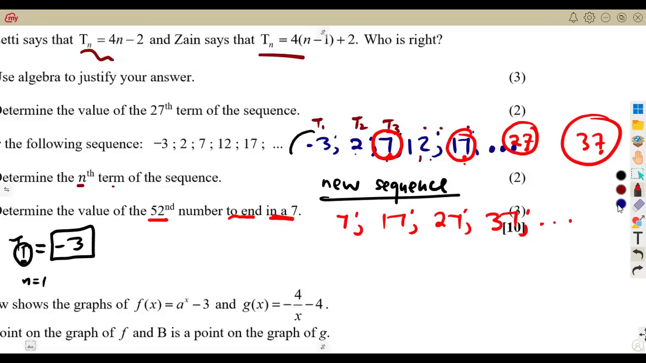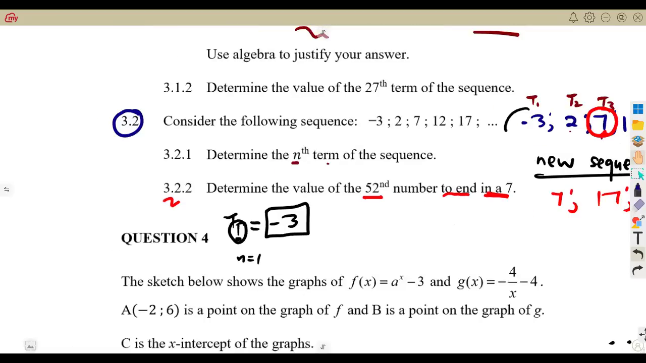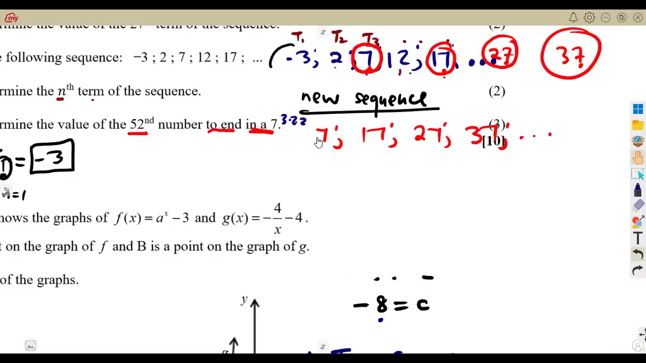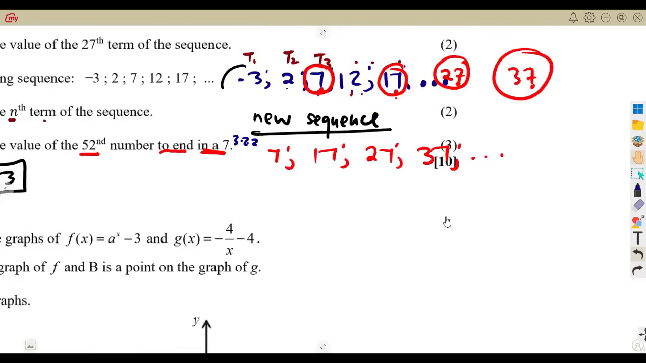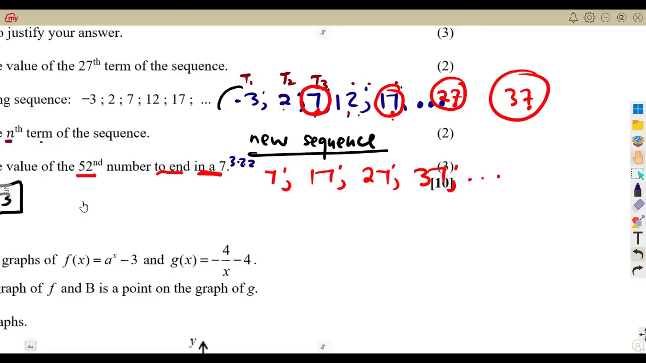So definitely, guys, we need Tn again. According to this new sequence, it's a new sequence that you now have. So find Tn, just like what you did on this part. You determine the Tn out of that sequence. So determine again another Tn. With that Tn, you can find the 52nd number. So what will be our Tn?